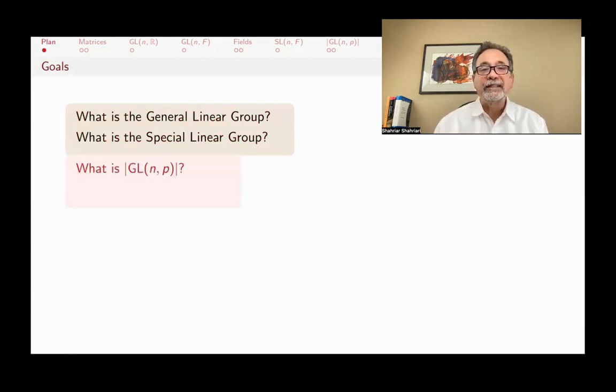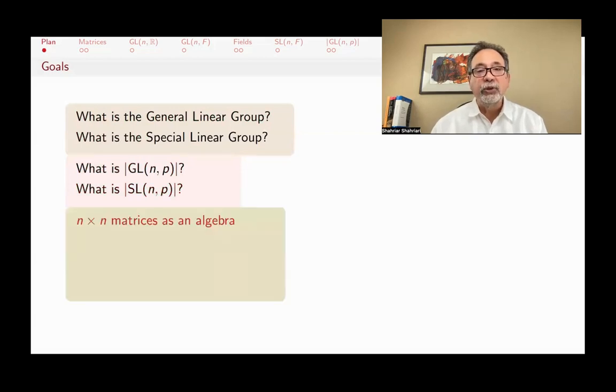Then we will talk about the size of the general linear group in the case where the entries are from a field of order p, and the same with the special linear group. Along the way, I will talk about n by n matrices as an algebra, GL_n(R), and a little bit about fields, the general linear group and the special linear group.